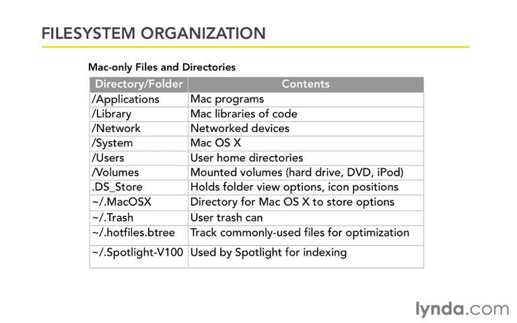There's also these dot files we talked about before. .DS_Store holds folder view options and icon positions that exists in a lot of your directories. You'll see that a lot of places. Sometimes you'll see .macosx. That's just a directory for Mac OS X to store some options. .Trash we talked about is the user trash. And then two that you might see pop up here and there, which are .hotfiles.btree and .Spotlight-V100. Leave those alone if you see them. They're used by Spotlight or Mac OS X to quickly organize things and to better index and find files, things that it's going to need often.